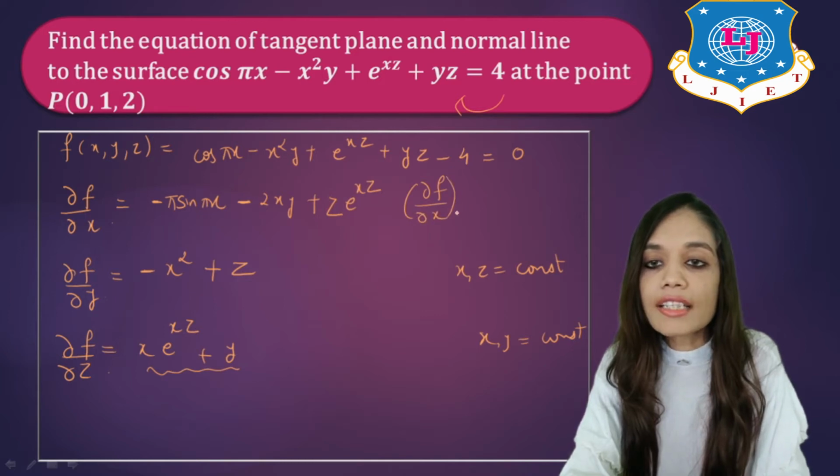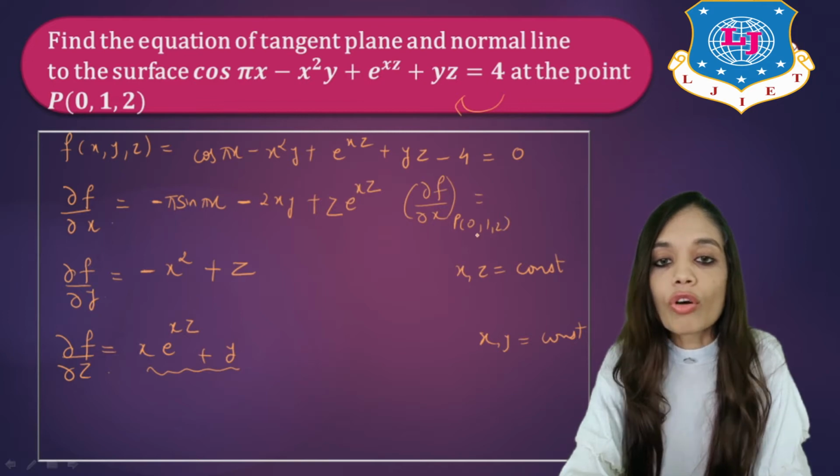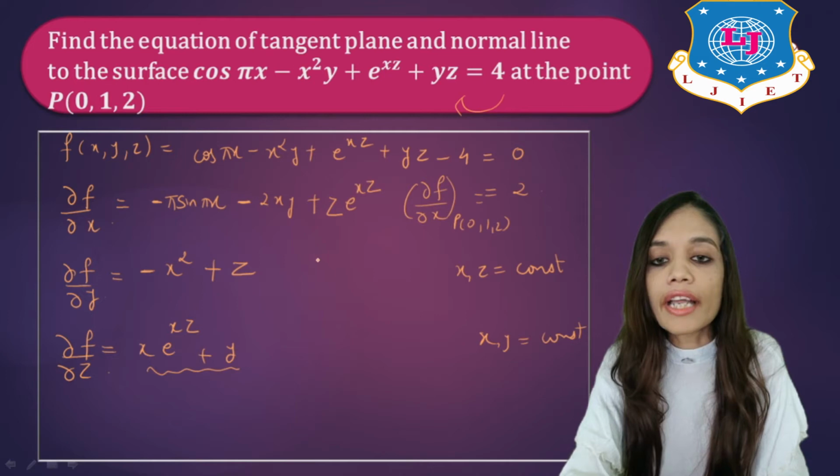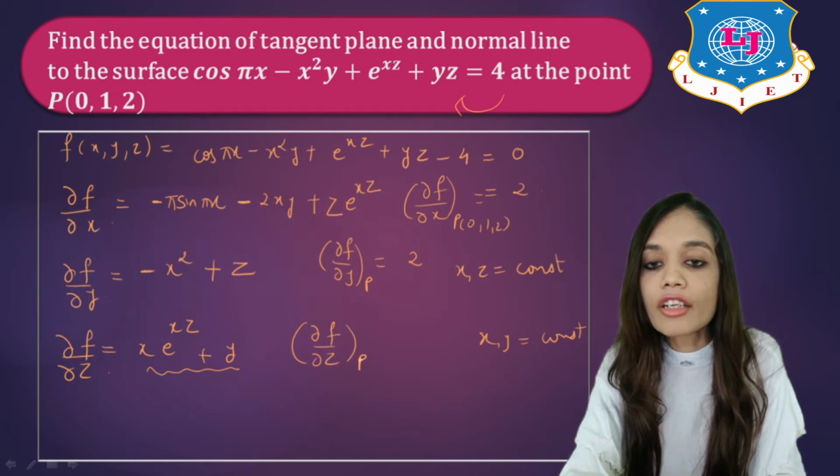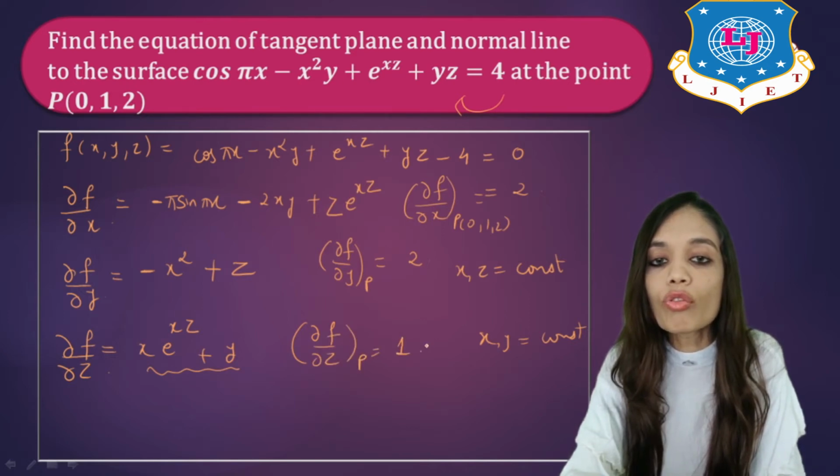Del f by del x at point P, that is (0, 1, 2). So on putting 0, 1, 2 you will get the answer as 2. Next, let us put the point P in del f by del y. Again the answer will be equal to 2. Lastly, let us put the point P in del f by del z. So the answer will be equal to 1.